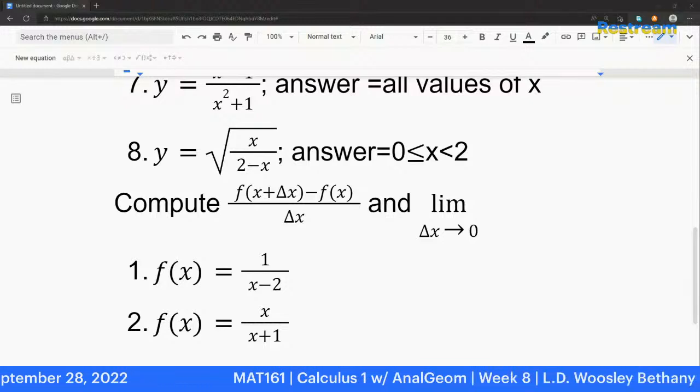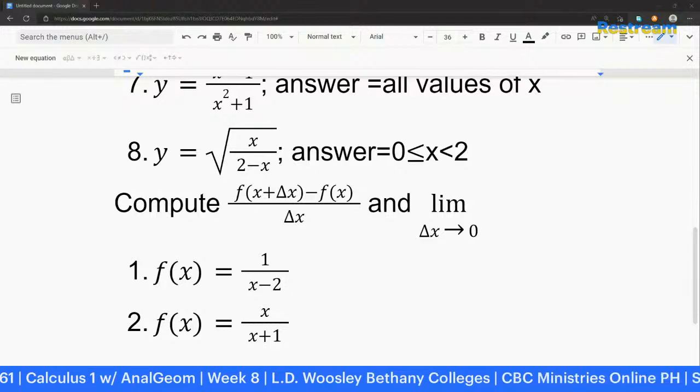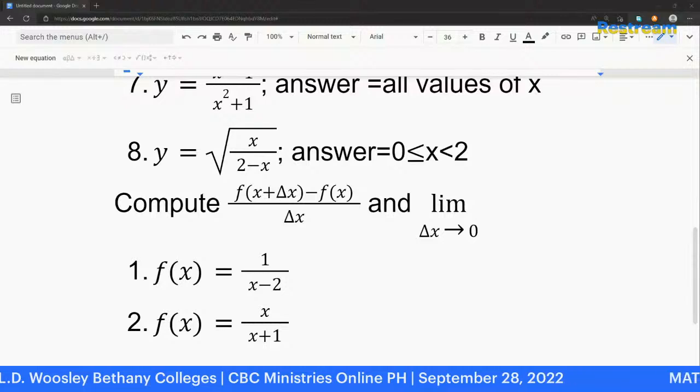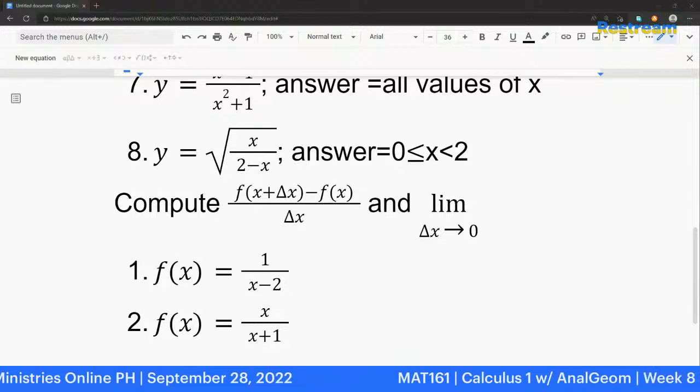Okay, hanggang 2:25 ha. Pag wala pang sagot sa 2:25, ako na ang sasagot. I will demonstrate to you how to make use. But if you could give me an answer, I could now verify.